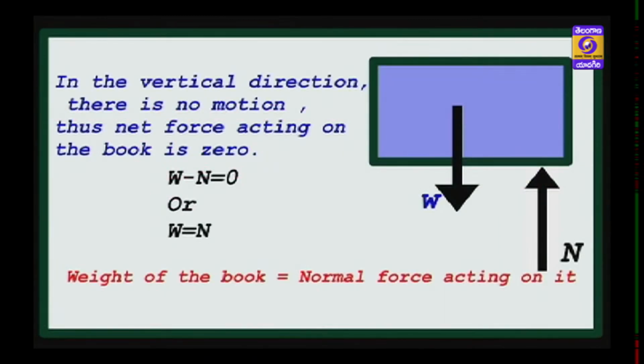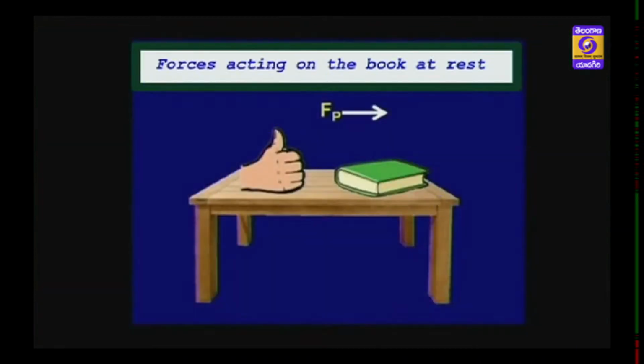In the vertical direction, there is no motion. Thus, net force acting on the book is 0. W minus N is equal to 0 or W is equal to N. Hence, the weight of the book is equal to the normal force.